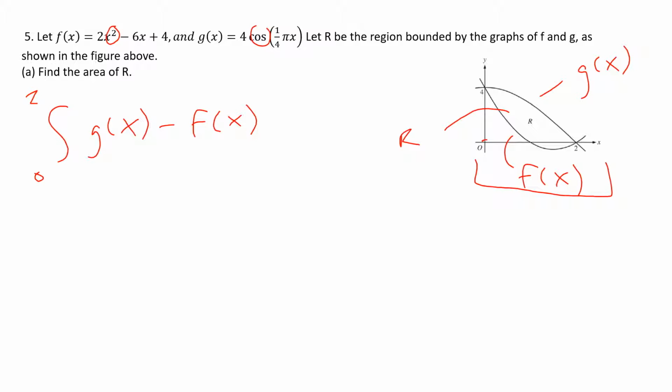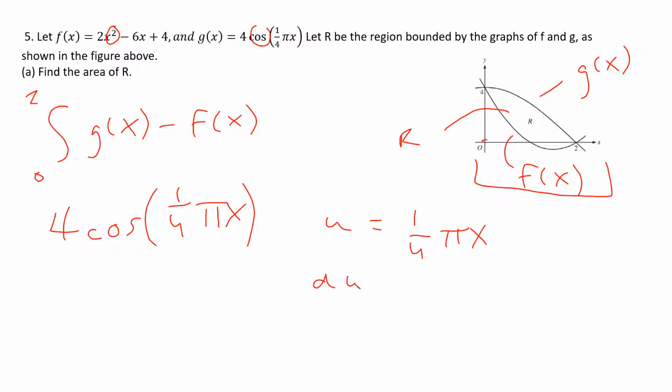So I'm going to start with the antiderivative of g of x. g of x is equal to 4 times the cosine of 1/4 pi x. This kind of looks like a u substitution problem, so that's what I'm going to do. I'm going to make u equal to 1/4 pi x, meaning that du is going to be equal to just 1/4 pi, and to get rid of the 1/4 pi when we're substituting it in, I'm going to be multiplying by 4 over pi.